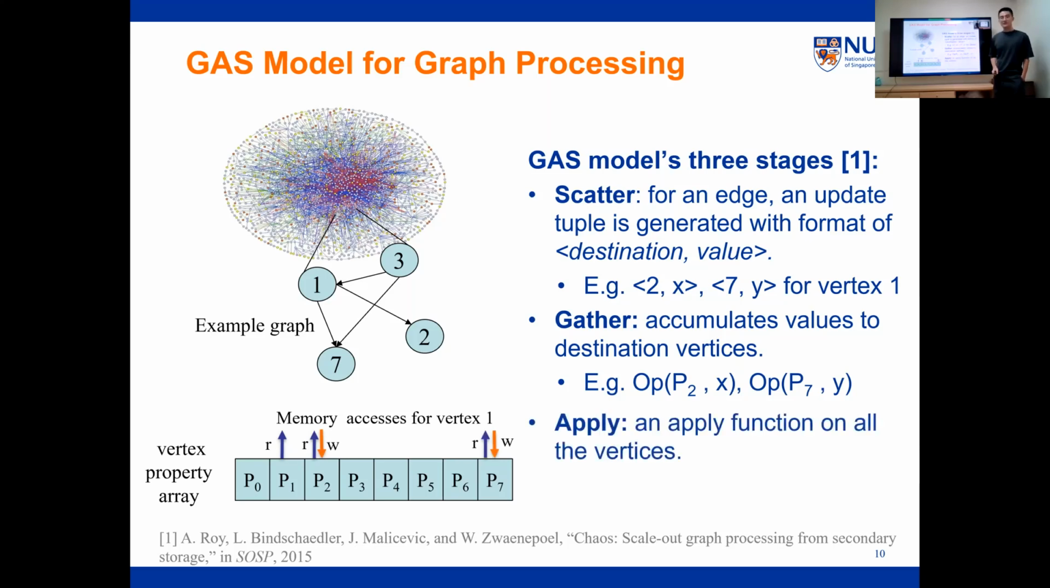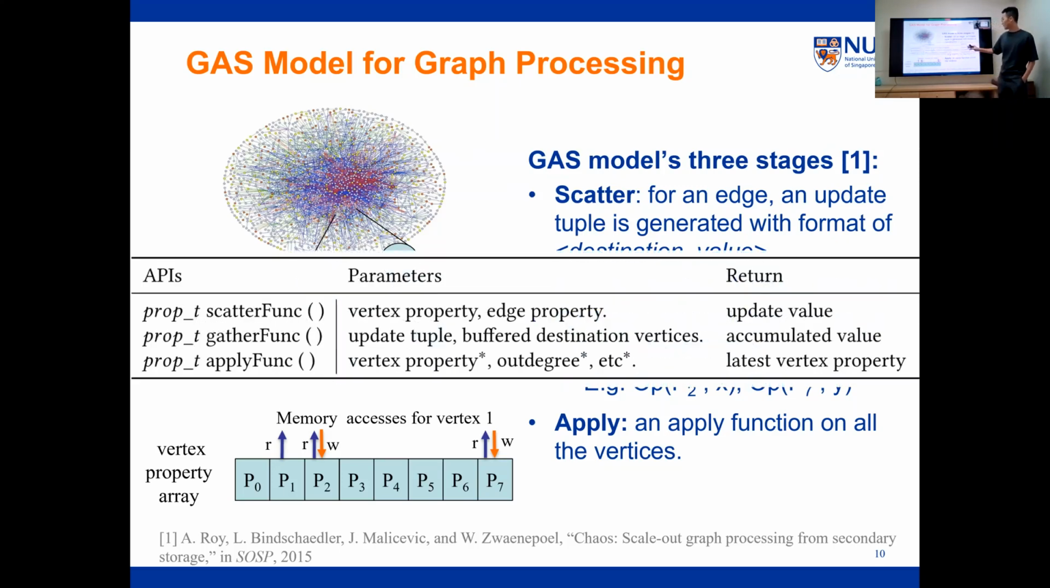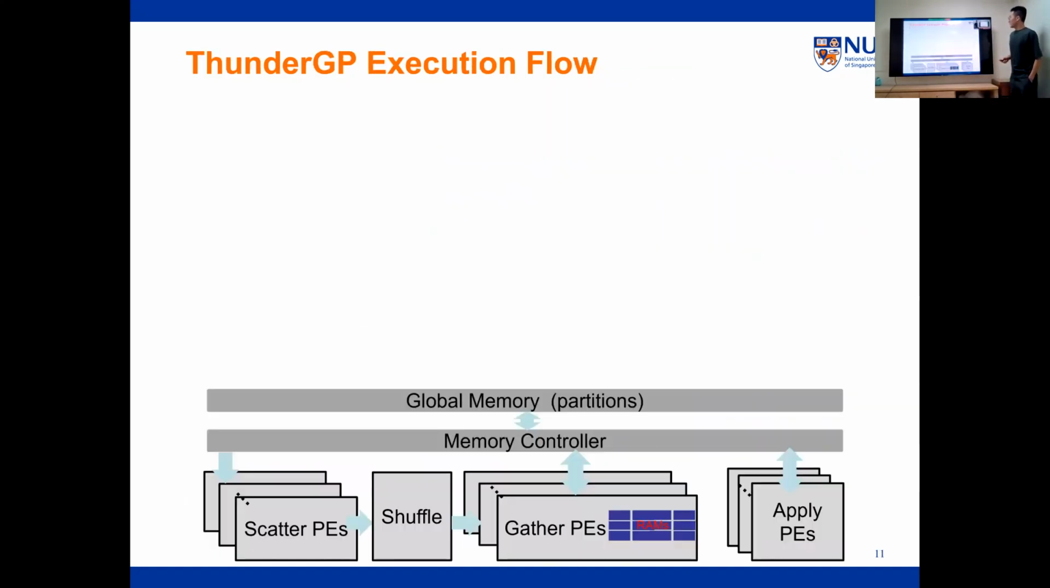After all the edges finish the scatter and gather stages, an apply function is applied on all the vertices for the next iteration. As you can see, the GAS model has 3 function stages. Correspondingly, we expose 3 functional APIs to developers, so the developers can modify these 3 APIs to achieve different hardware accelerators. This GAS model is highly optimized in our architectural template to provide good performance for different graph processing algorithms.